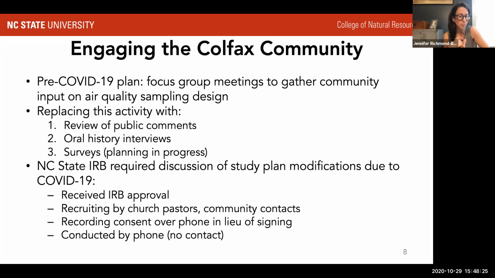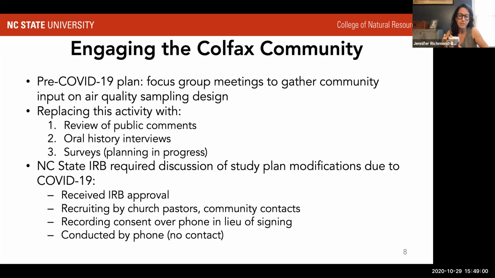So anyway, before we could start talking to people, NC State required that we make some plans to our protocol, and we received IRB approval for our activities, where we're recruiting community members, both through church pastors. This is a community where small churches play a really important role in the social fabric. That was actually one of the things that we've also found through our interviews. But also through our community contacts, we've been doing recruiting.